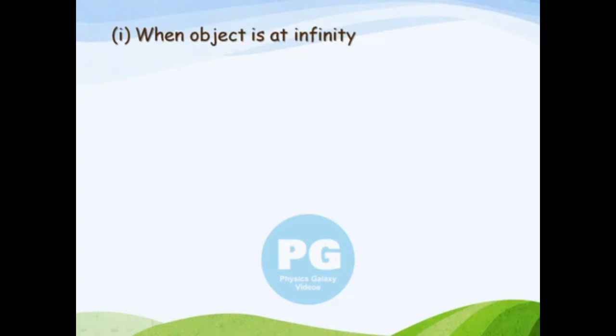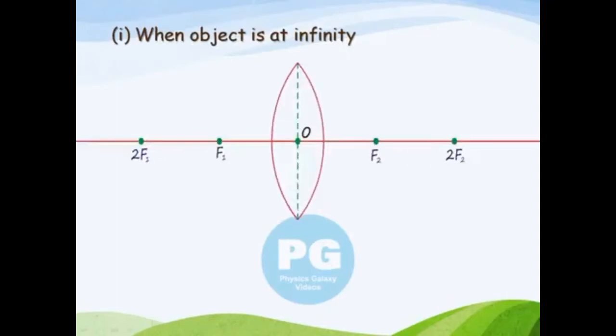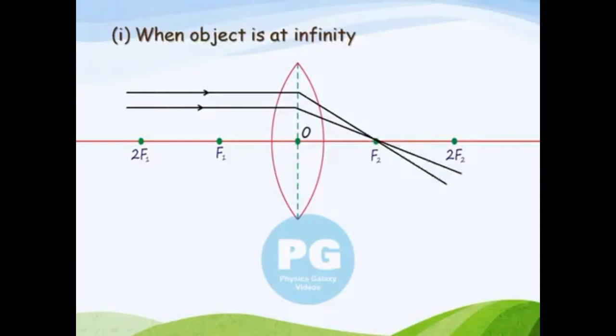Now, let's start the image formation. The first case, when object is at infinity. So here is a convex lens and the object is at infinity. When the object is at infinity, we see the rays of light coming from the object are parallel to principal axis. And all the light rays that are parallel to principal axis, after refraction will pass through the principal focus on the other side of the lens. So here the two refracted rays meet at F2. So we say the image is formed at F2.